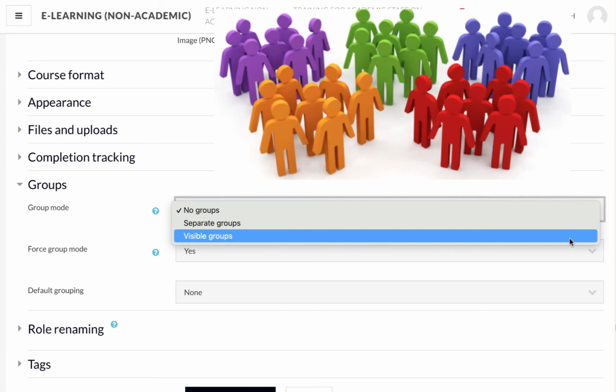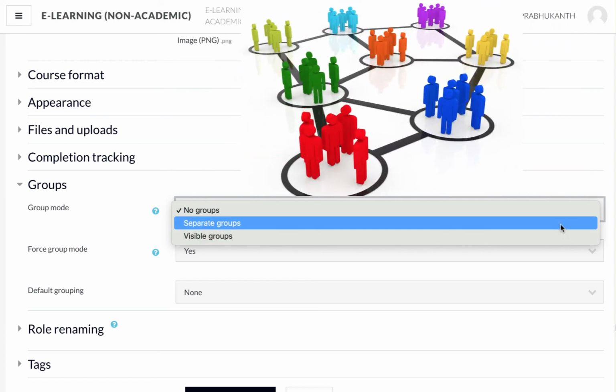In the visible group mode, students in groups can see other groups' discussion posts, but cannot interact with other group members. They can respond and interact with only the peers in their own group. This is useful if the instructor wants students to see others' contribution, but participate only within their own group members.